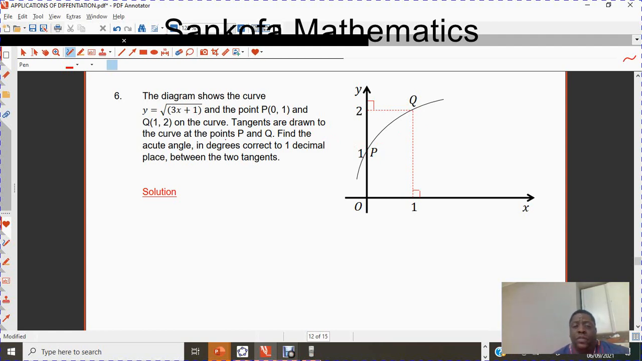Tangents are drawn to the curve at the points P and Q. So you can imagine if you draw a tangent there and a tangent there, you have to find the acute angle in degrees, correct to one decimal place, between the two tangents.